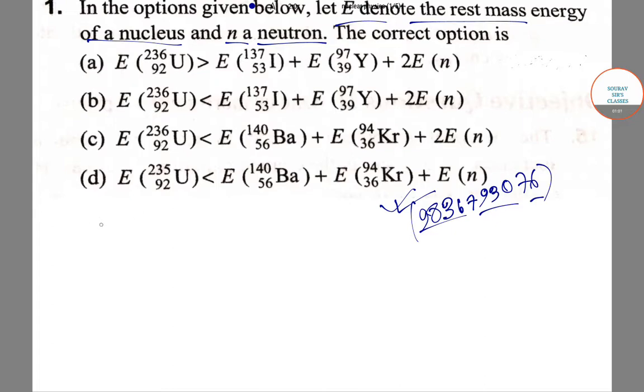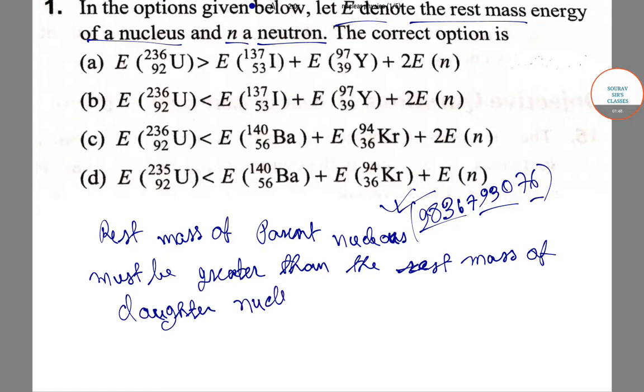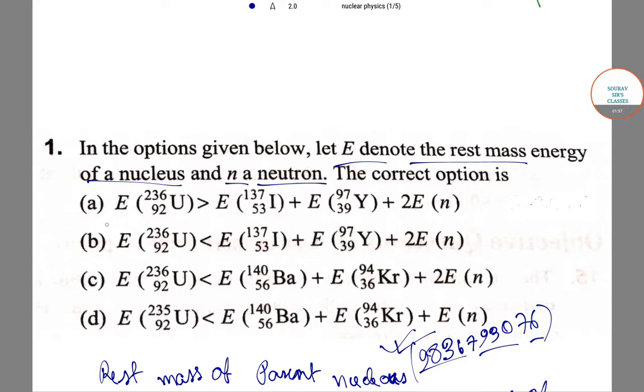So we have to know the rest mass of the parent nucleus. The rest mass of the parent nucleus must be greater than the rest mass of the daughter nuclei. Here E is the rest mass energy and N denotes the neutron. So for the first option only, the parent nucleus is greater than the rest masses of the daughter nuclei.